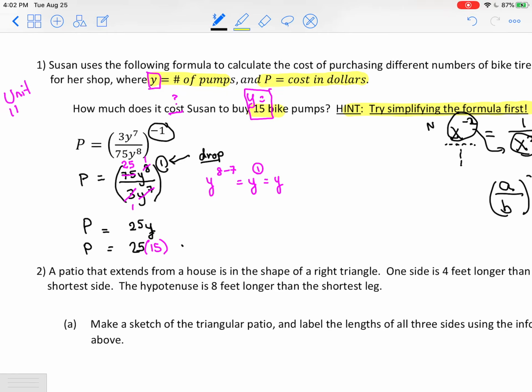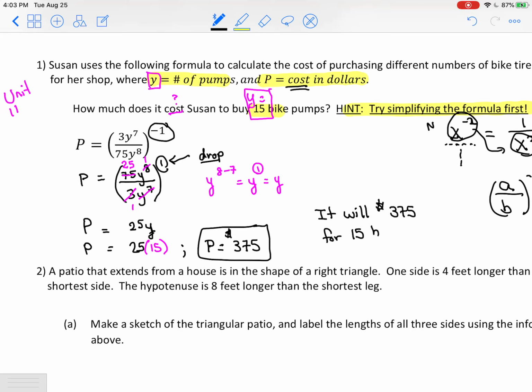So 25 times 15, that gives us 375, and we need to think about our units. Remember that P is cost in dollars, so we're just going to add our dollar sign there. Okay. So basically, if we were to write out our answer here, we can just say it will cost $375 for 15 bike pumps.